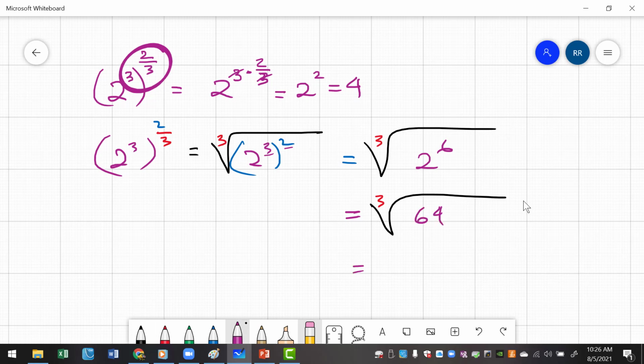You can use a calculator actually, or you can do it manually. A number that you multiply by itself 3 times to get 64. What is the number? It is going to be 4. Let me prove that. 4 times 4 equals 16. If I multiply this with 4 again, I will get 64.